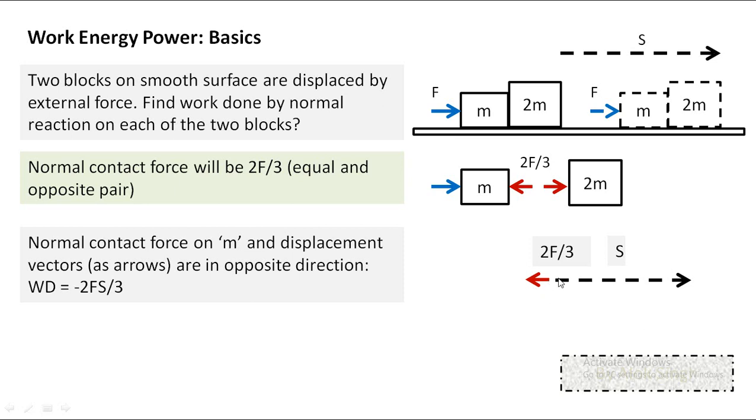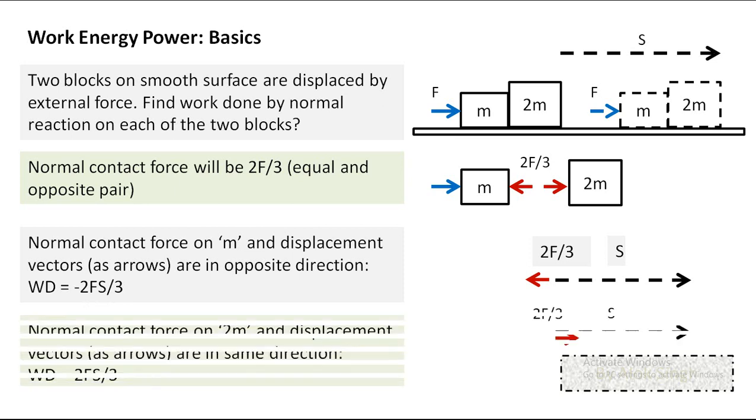They are in the opposite direction. Angle theta between them is 180 degrees. So work done will be equal to magnitude of force into magnitude of displacement into cos of angle, cos 180, which is minus. Hence work done will be equal to minus 2Fs by 3. So work done on M is negative.